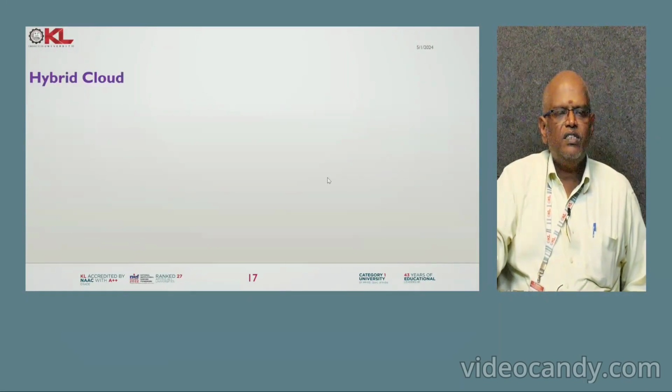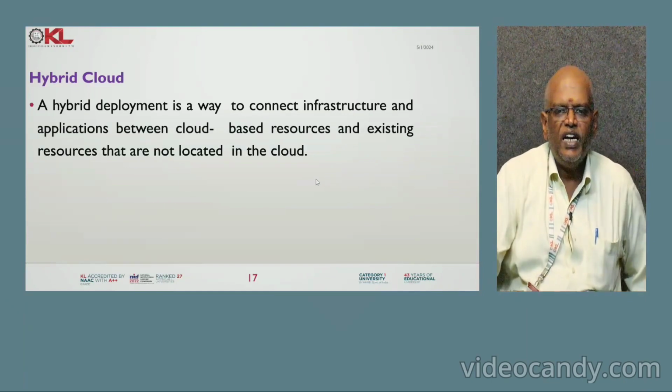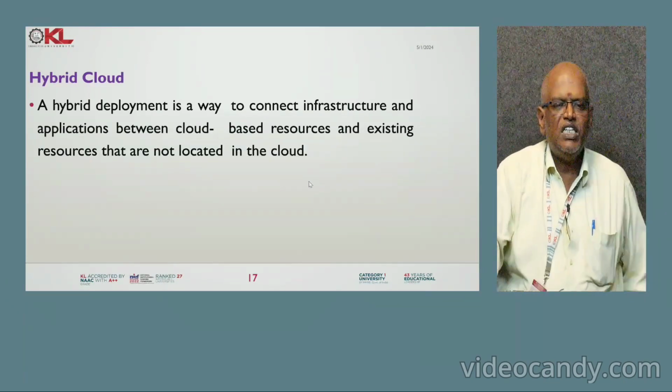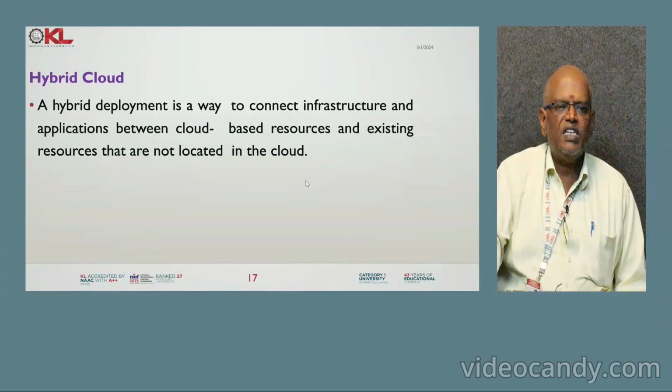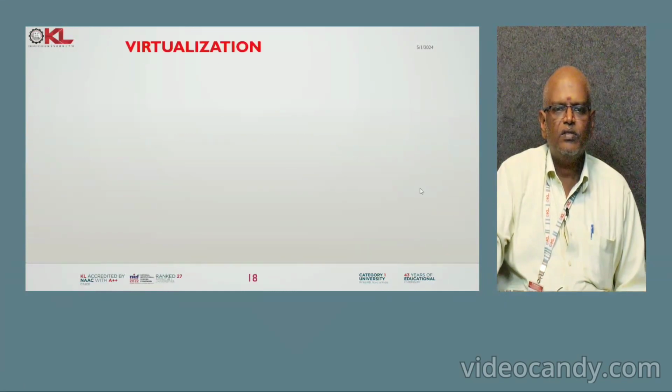Then next one is hybrid cloud. It is a combination of public cloud and private cloud. A hybrid deployment is a way to connect infrastructure and applications between the cloud-based resources and existing resources that are not located in the cloud. So here in this picture you can identify it consists of public cloud as well as a private cloud. By integrating these two clouds we can get the hybrid cloud.